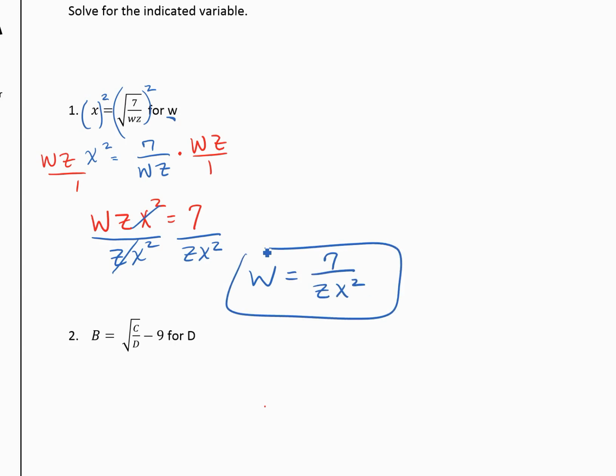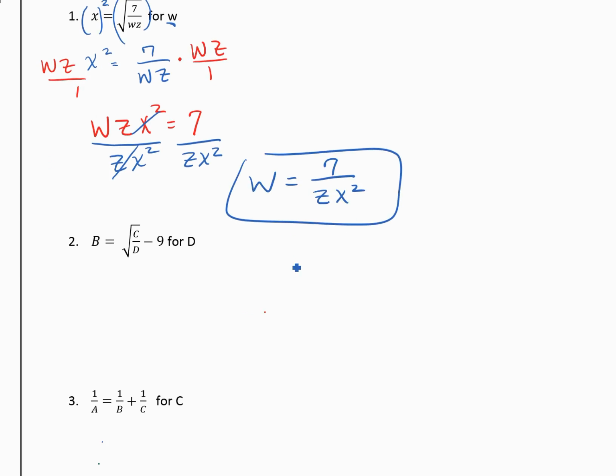And you may think, well, why do we even want to do that? And maybe you're in a situation where you're going to be using a formula over and over and over again, and it's in one state. So maybe you have it like x equals the square root of 7 over wz. But you're going to be solving for w. Then it's helpful to get w by itself. That way maybe you could just plug in numbers for z or x.